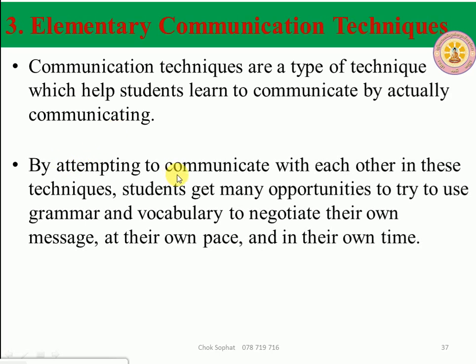By attempting to communicate with each other, with these techniques students get many opportunities to try to use grammar and vocabulary to negotiate their own message at their own pace and in their own time. Okay, so this is elementary communication techniques.